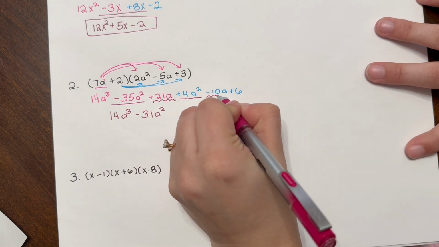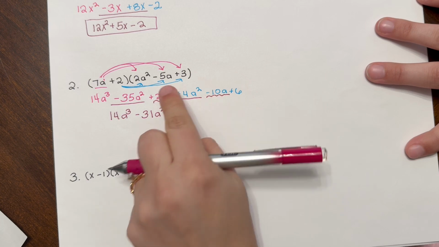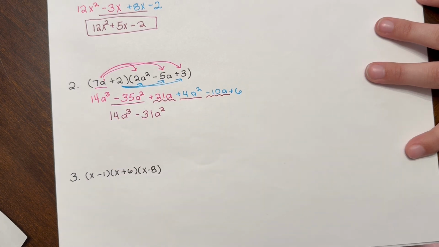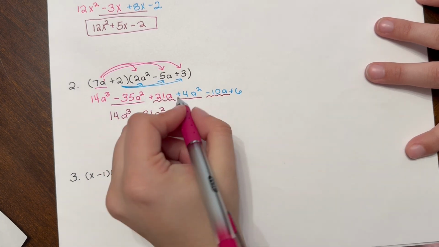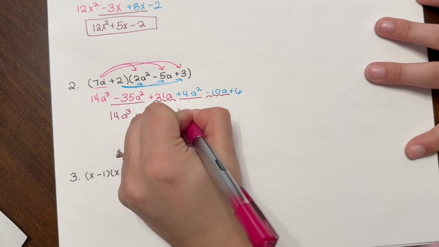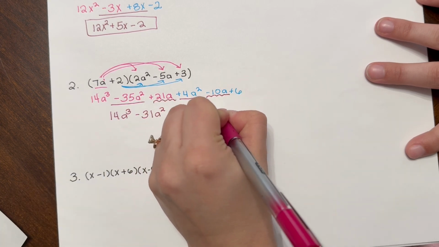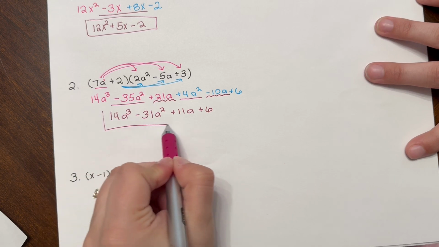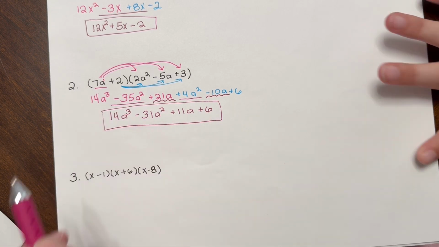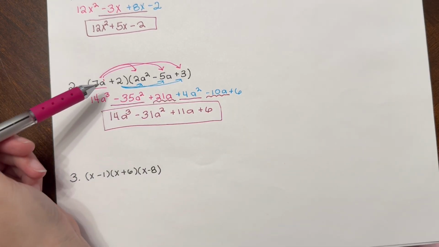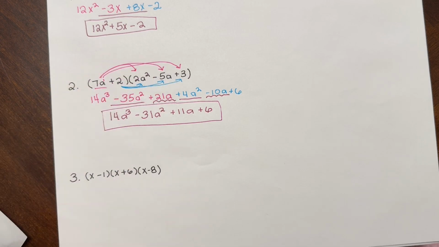21a minus 10a, same variable, same imaginary exponent of 1. 21 minus 10 is 11, so positive 11a, and then that plus 6. So our answer is a 4-term polynomial. And again, that was multiplying a binomial by a trinomial.